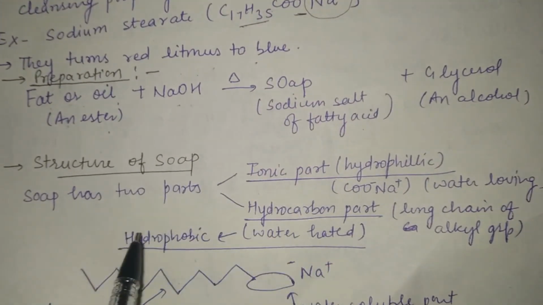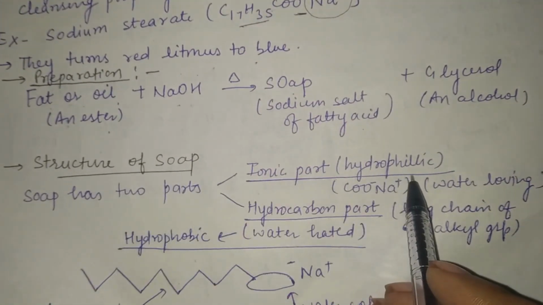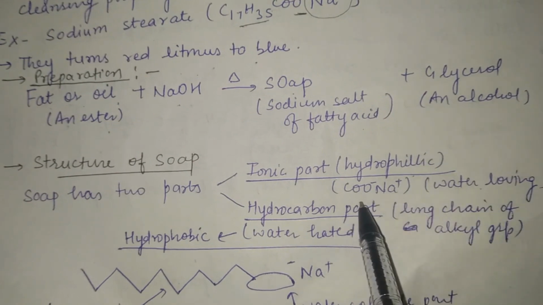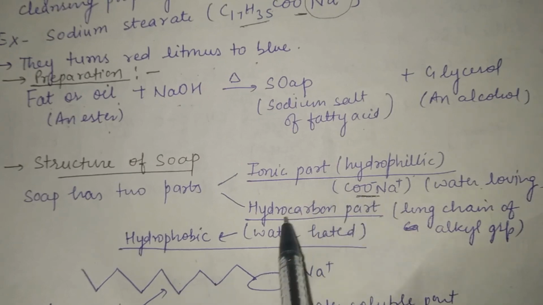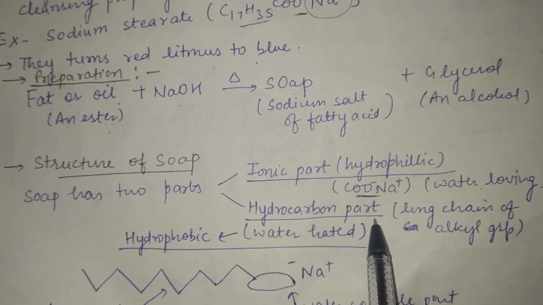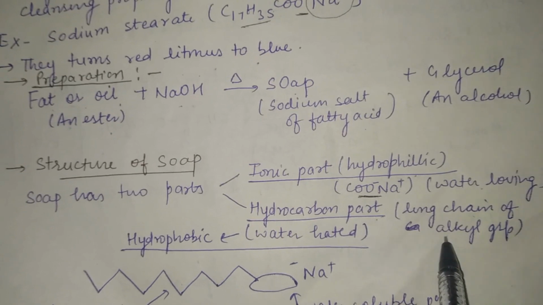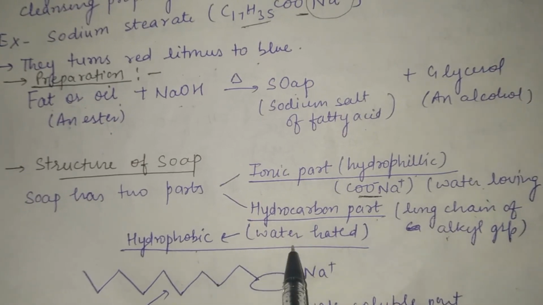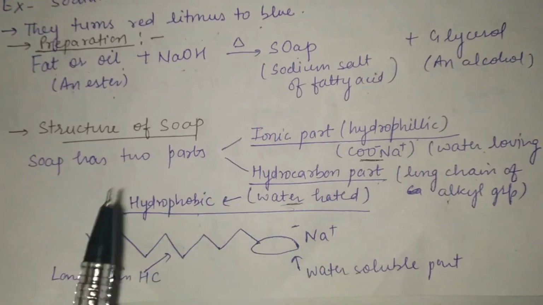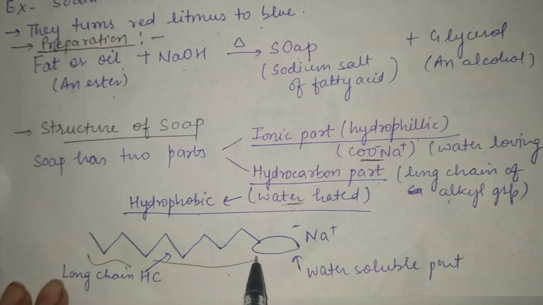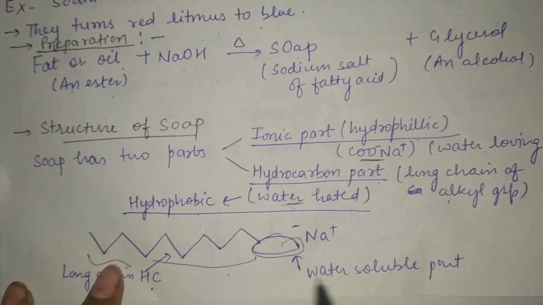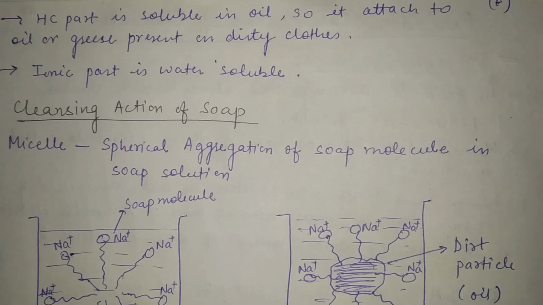Now the structure of soap. Soap has two parts. One is the ionic part, which is hydrophilic in nature, meaning water loving, that is the carboxylic acid part. The second part is the hydrocarbon part, which is the long chain of alkyl group, which is hydrophobic in nature, meaning water hating. So this can be the structure of soap, in which there is a long hydrocarbon part which is water insoluble, and this ionic part which is a water soluble part.